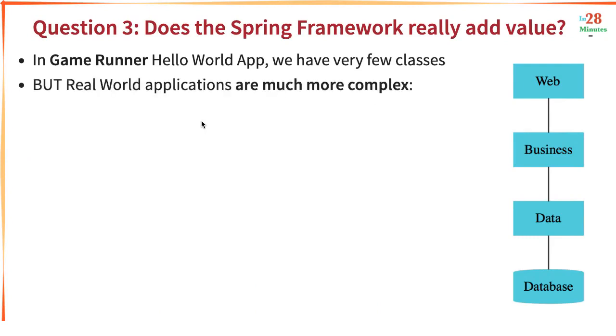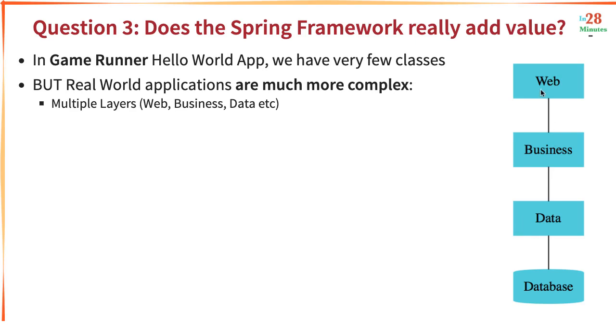But when you talk about real world enterprise applications, these are much more complex. There are multiple layers. You have a web layer, a business layer, a data layer. I have worked with enterprise applications with 100,000 classes. That's how big enterprise applications can be. And you don't want all the 100,000 classes together. And that's the reason why we divide them into layers.